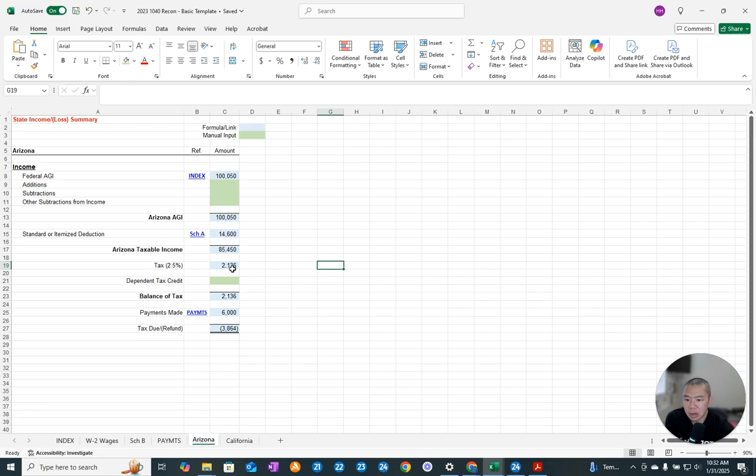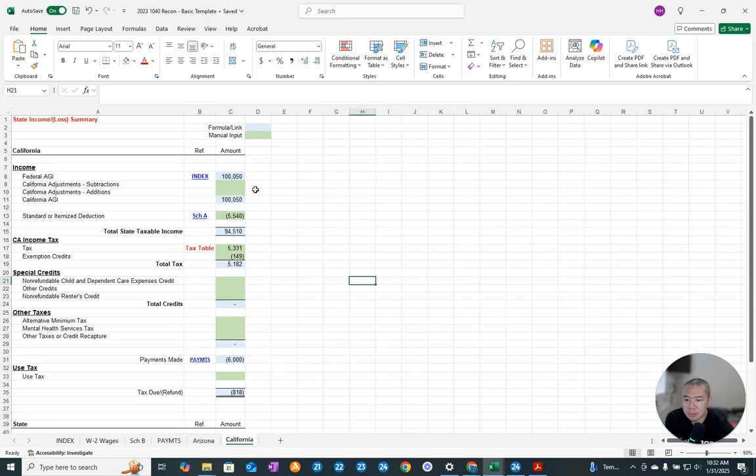Right now for 2024, it's 2.5%. So their taxes would be $2,136, assuming $6,000 was withheld from their paycheck. They would get a refund of $3,864. Same concept. If we adjust what was withheld from their paycheck, the refund or what's owed would increase or decrease. For California, it's similar, except their standard deduction is $5,540. So the starting taxable income is a little bit higher. This is from their tax tables, $5,331. There's a personal exemption credit of $149, so their tax is $5,182, and we assume that there was $6,000 withheld from their paycheck, therefore they get a refund of $818 in this scenario.